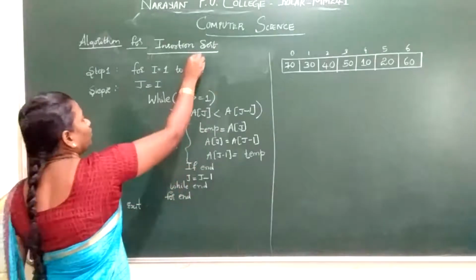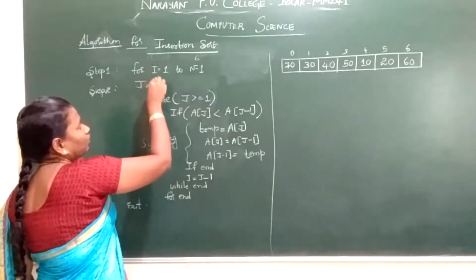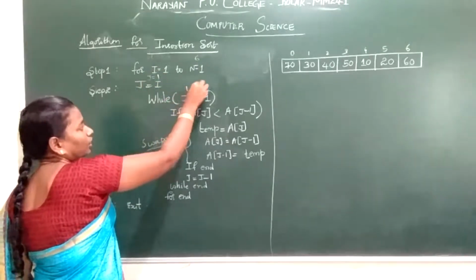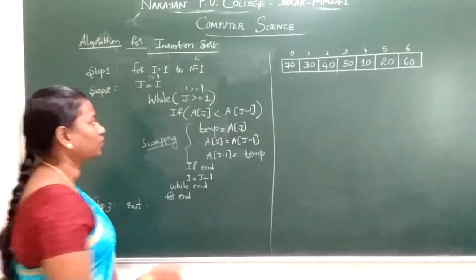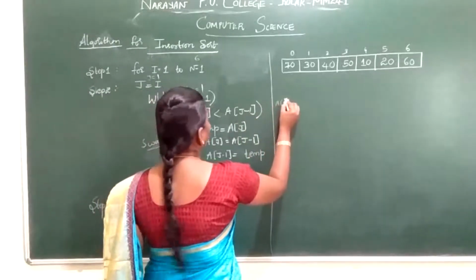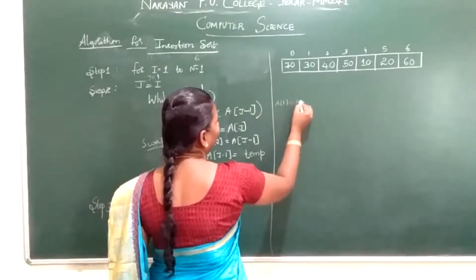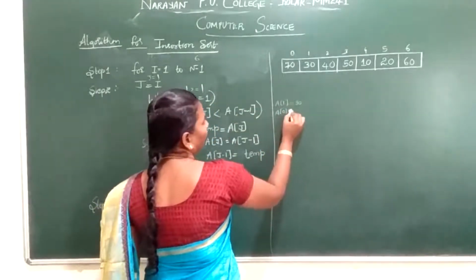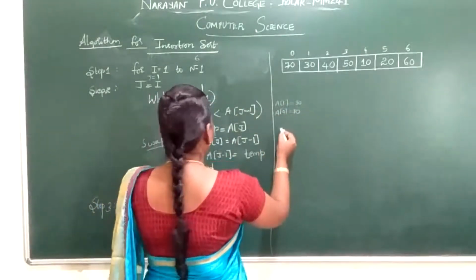So i is equal to 1. We initialize j equal to i, so now j is equal to 1. Is 1 greater than or equal to 1? Yes, the condition is satisfied. Now what is a of j? a of 1 is 30. What is 1 minus 1? 0. What is a of 0? I have 70.